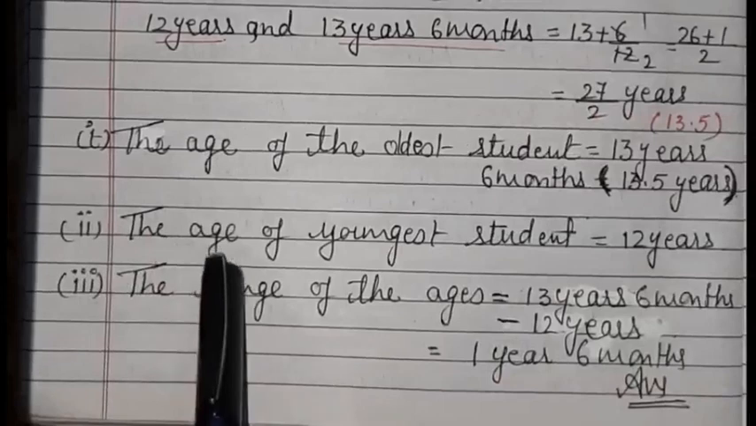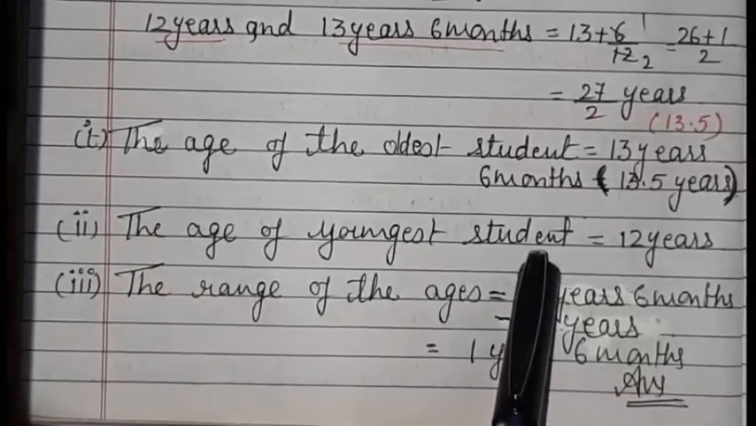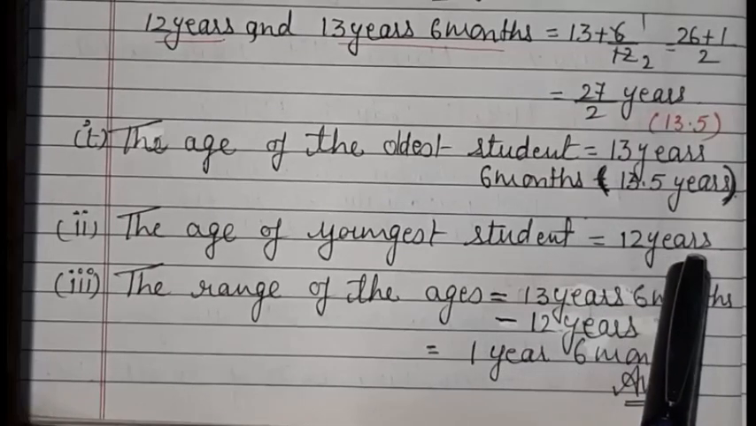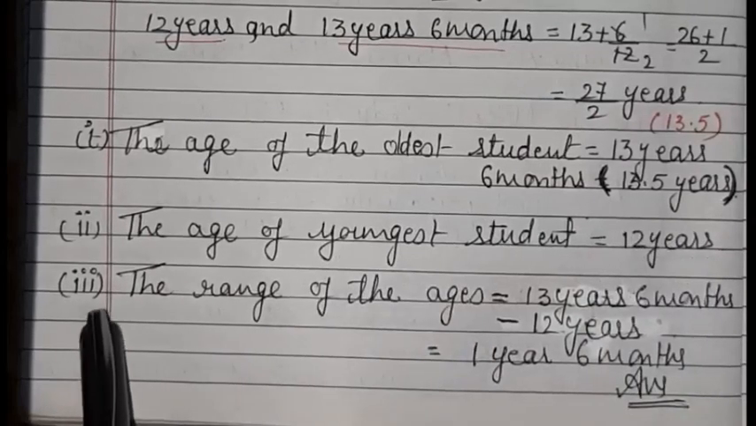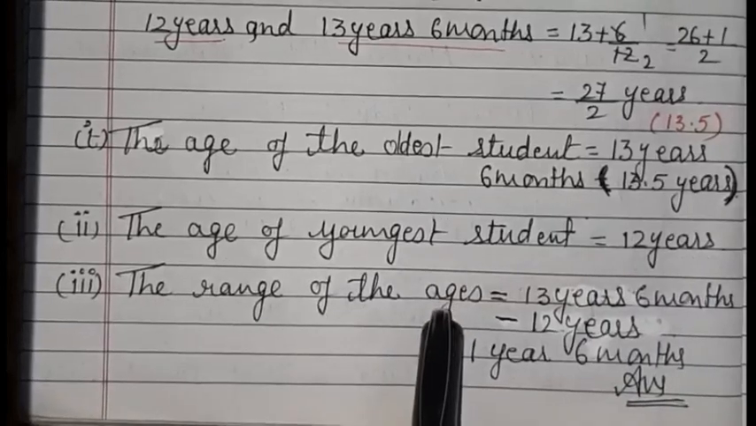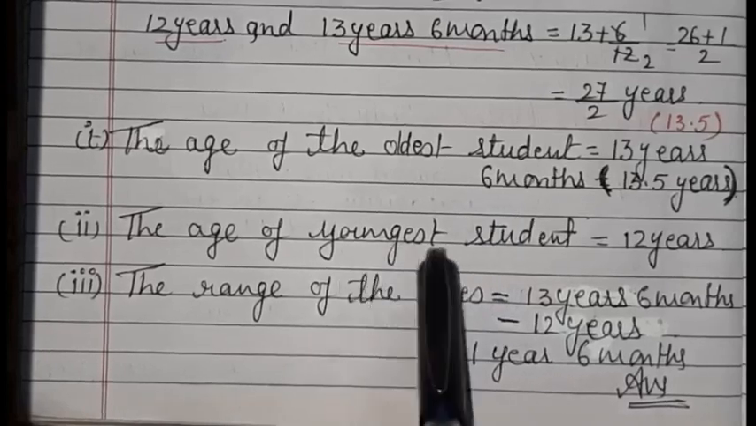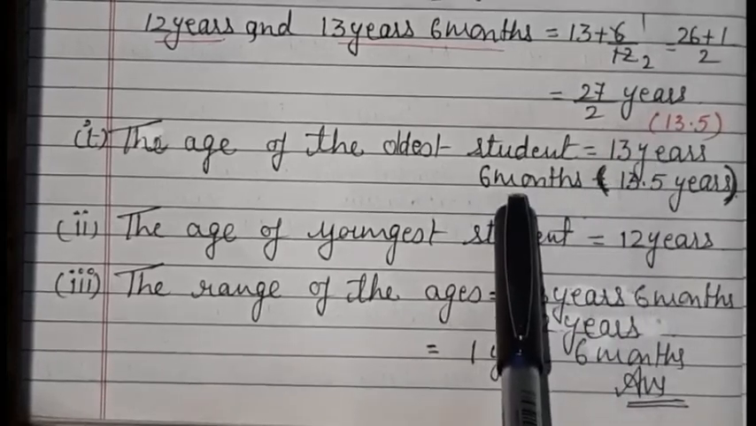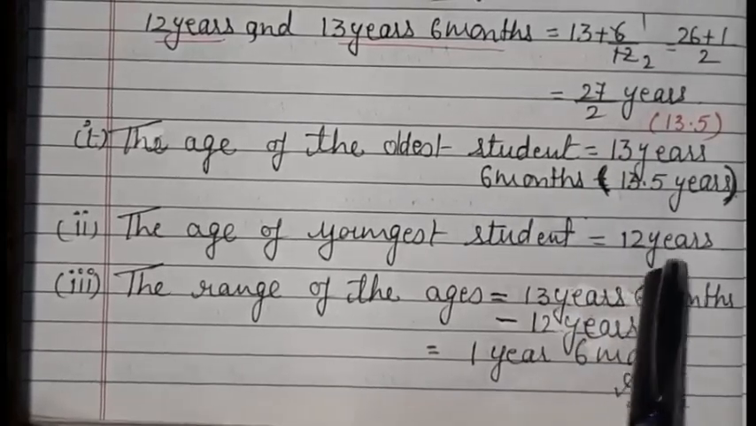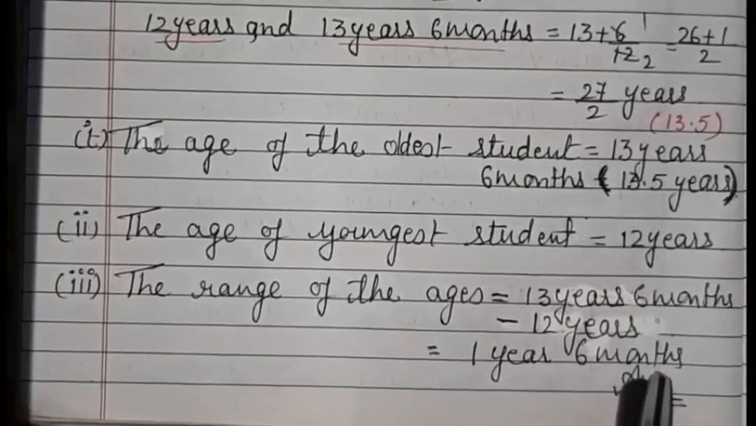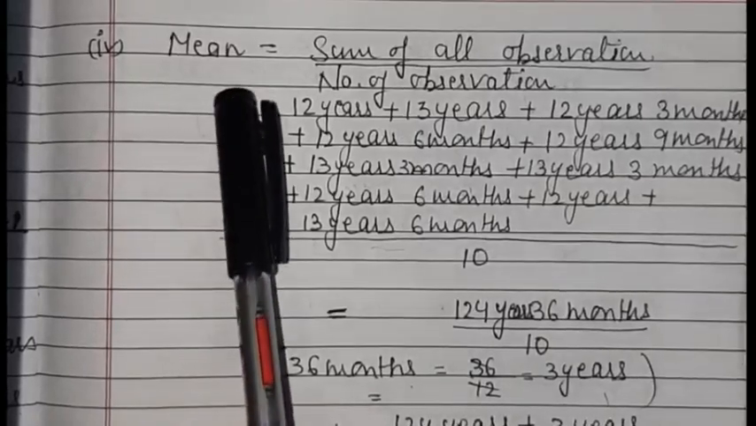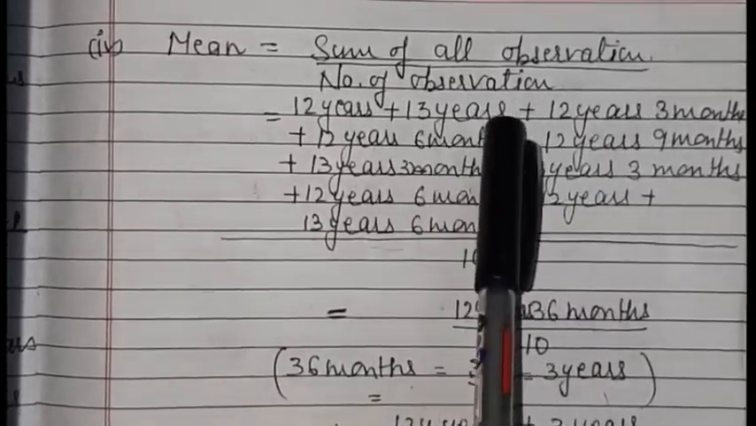Now the second part, the age of the youngest student. When we check all the decimal numbers, the answer is 12 years, right? Now we have to calculate the third part, the range of the ages. To calculate range, we have to do the oldest student's age minus the youngest student's age. So when we subtract 13 years 6 months minus 12 years, the answer is 1 year 6 months. And now in the fourth part, we have to calculate the mean: sum of all observations upon number of observations.